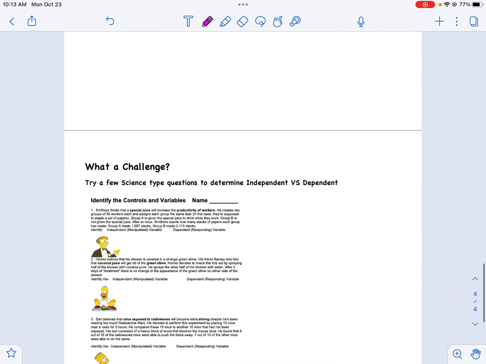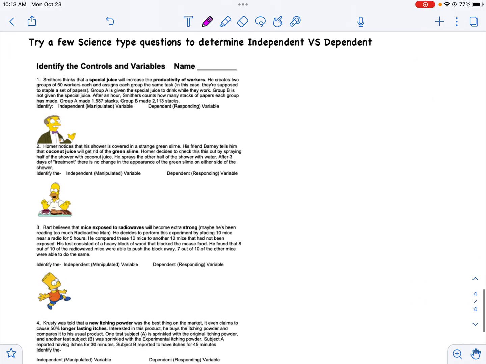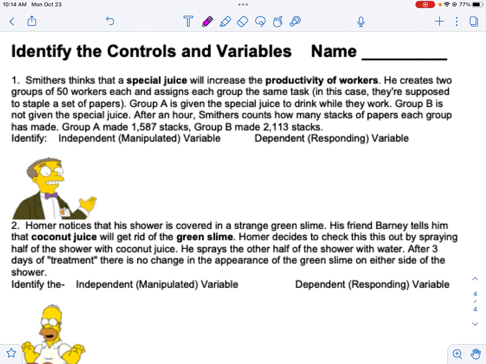Then I want to try to challenge you for some science. So if you notice here, independent and dependent, he wrote some Homer Simpson. So let me make this one a little bit bigger so we can read it. It says Smithers thinks that a special juice will increase the productivity of workers. He creates 2 groups of 50 workers each and assigns each group the same task. In this case, they're supposed to staple a set of papers.